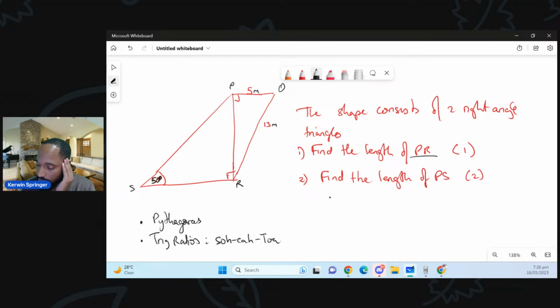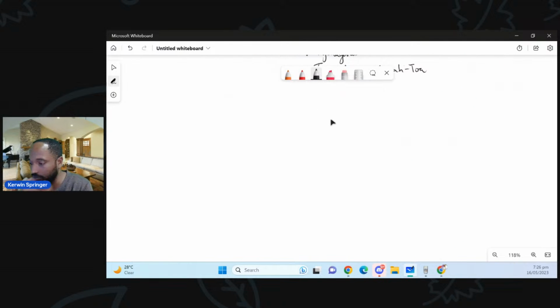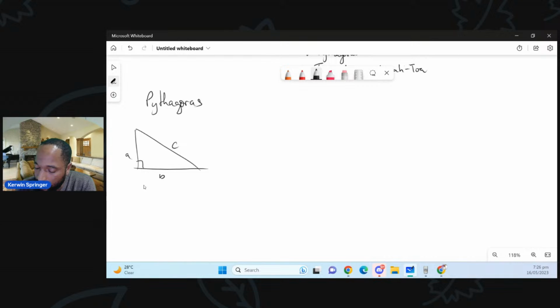Let me give you a quick refresher on Pythagoras theorem. If you have a right angle triangle ABC, the square of the hypotenuse is equal to the sum of the squares of the other 2 sides. What is Pythagoras theorem used for? It is used to find the missing side on a triangle when you know 2 of the other sides. Did I say anything about angles there? No. So Pythagoras theorem is when you know 2 sides and you're trying to find the next side on a right angle triangle.